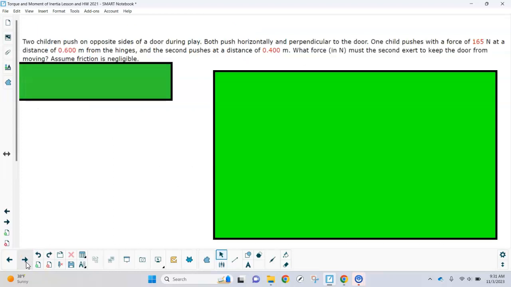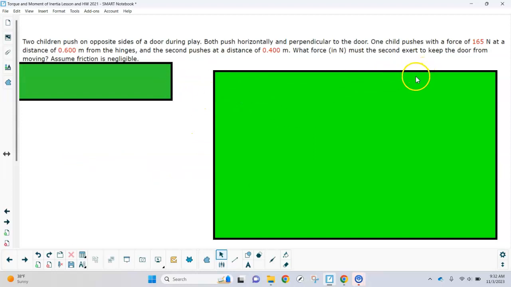So we'll keep it moving. There's another problem or two here, and then we're about done. So just kind of making sure you've seen a couple of problems. So this one, it says 2 children push on opposite sides of a door. And they both push horizontally and perpendicular to the door. One child pushes with a force of 165 newtons at a distance of 0.6 from the hinge, and the other child pushes at 0.4. And we want to know how hard does this second child have to push in order to keep the door from moving.